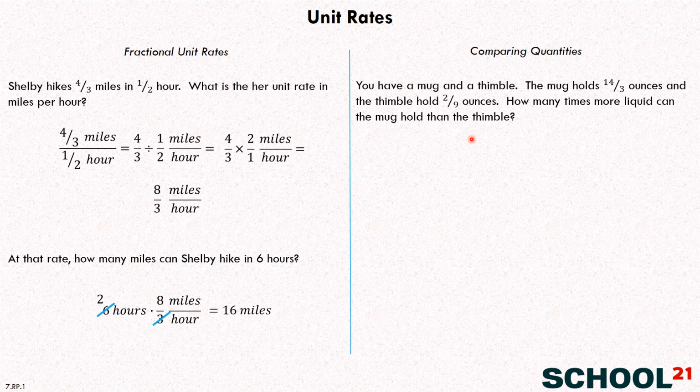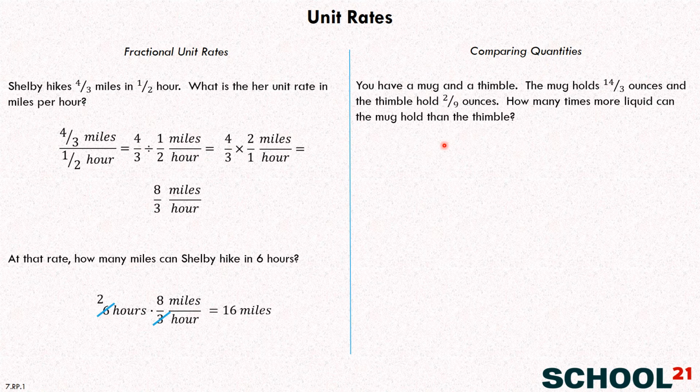So this is kind of a head scratcher of a problem. You say, well, gosh, do I add, subtract, multiply, divide? When you're comparing how many times, you're trying to figure out what multiple one thing is of another thing. So you want to put the greater quantity, the one you're finding how many times it is of the other thing, on top. And it says how many times more liquid can the mug hold than the thimble. So the mug is the greater thing here.